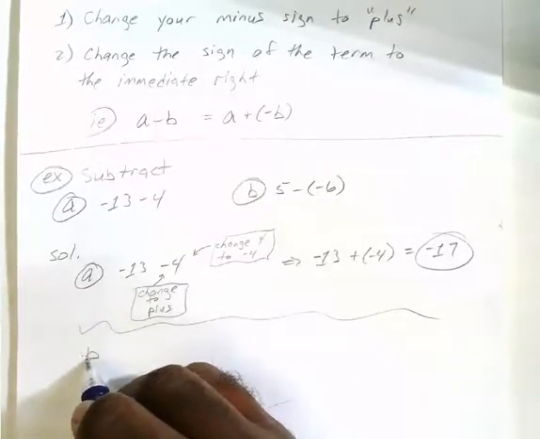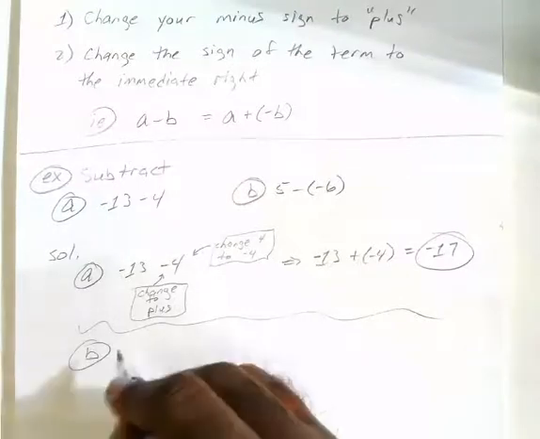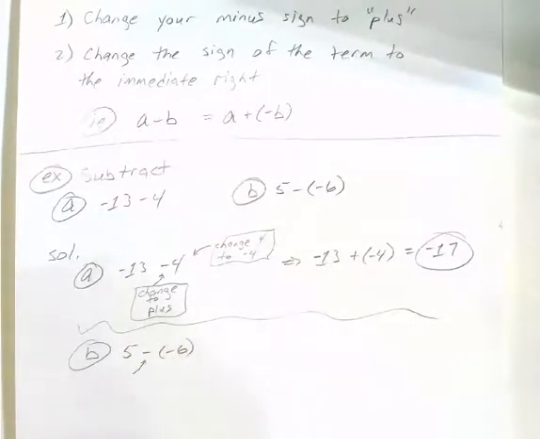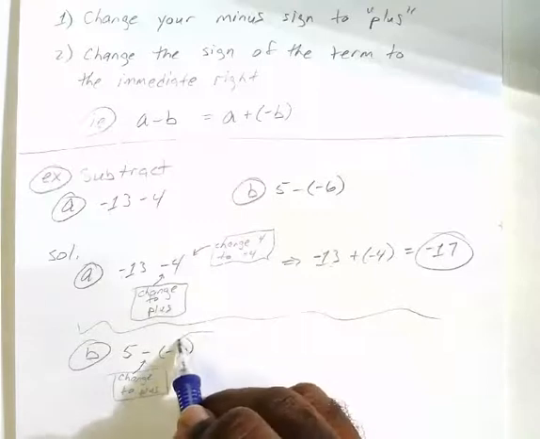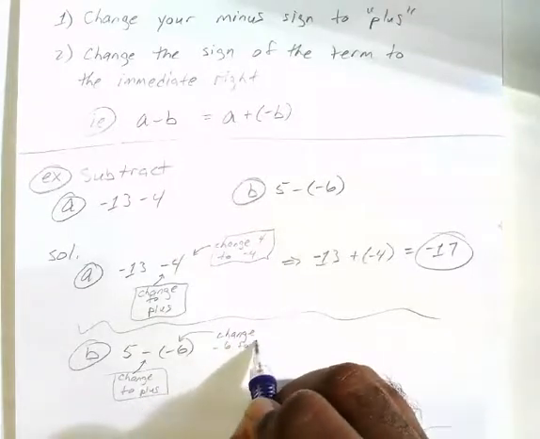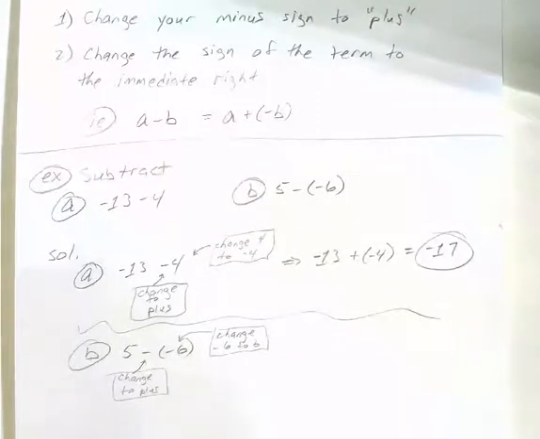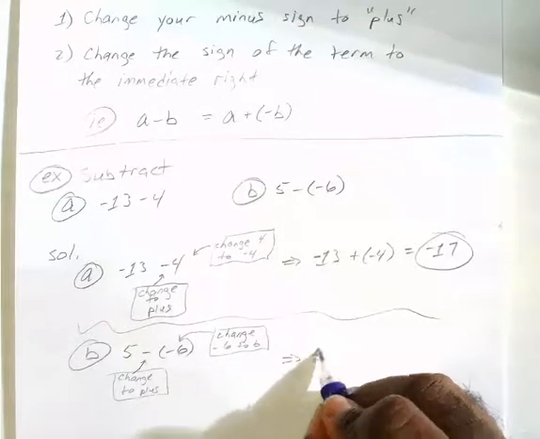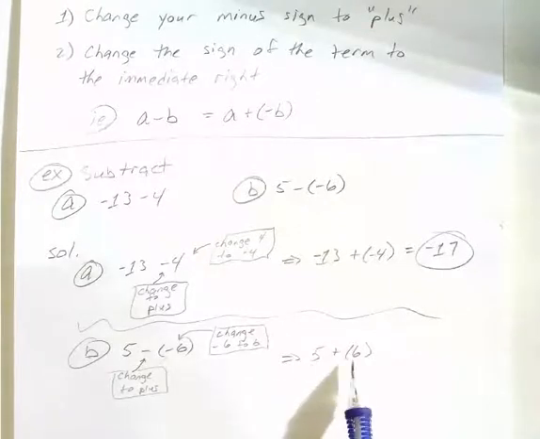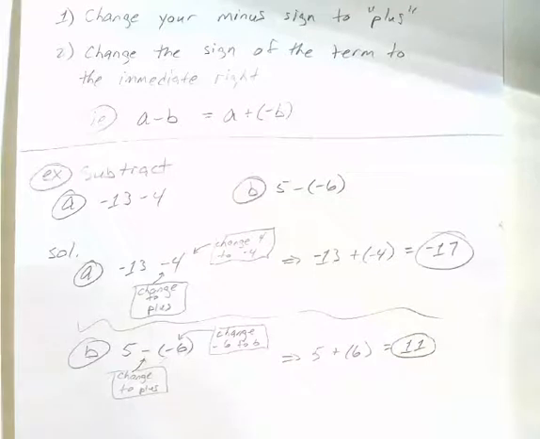All right, so let's go on with problem B. So if we have 5 minus negative 6, remember that minus changes to plus. Here you had a negative and a positive. So that changes to plus. And here, negative 6 becomes 6. So change negative 6 to 6. Okay, so this becomes 5, minus turns to plus, and the negative 6 becomes positive 6. You don't need the parentheses, but I kind of just put it there anyway. Okay, so 5 plus 6 is just 11. Same sign.